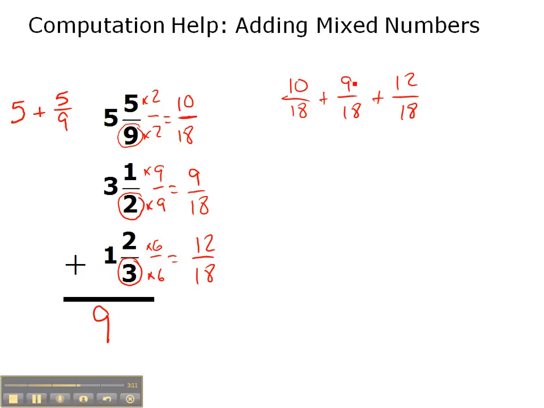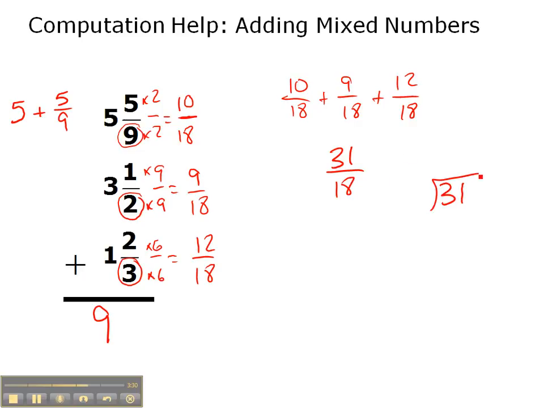10 plus 9 is 19, and 19 plus 12 is 31. So I have 31/18, 31 pieces that are 1/18 of a whole. This is an improper fraction. The numerator is greater than the denominator, so we make a mixed number. We simplify it by dividing.